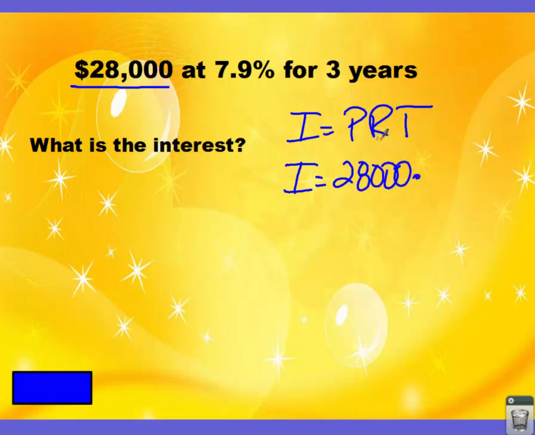Do I know the interest rate? Yes, I do, 7.9%. But what do we have to do to this? We need to change it to a usable form, a decimal. So I'm going to move my decimal over 2 places. So that's going to be 0.079 times, and do I know the length of the loan? 3 years. So then we're now going to find the interest, we need to then multiply that together.